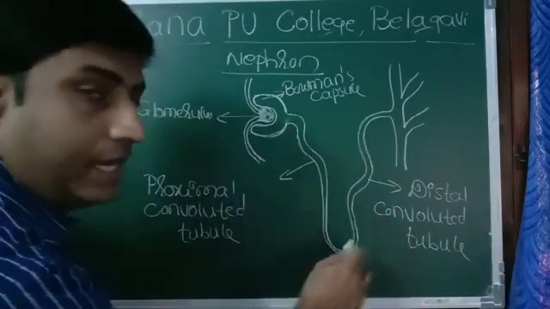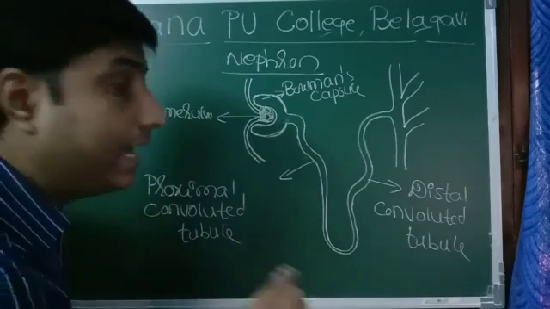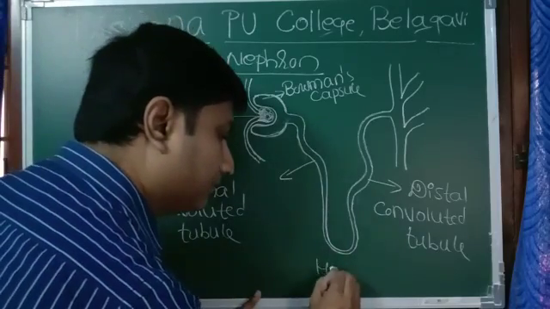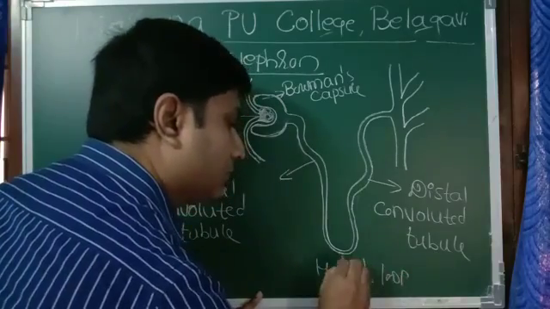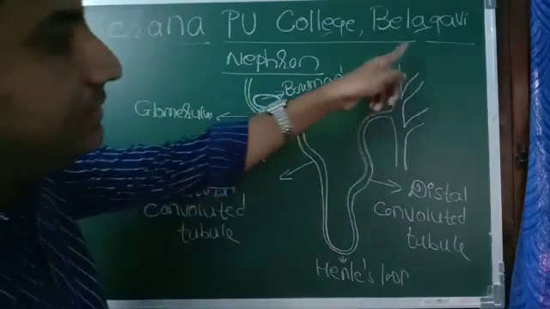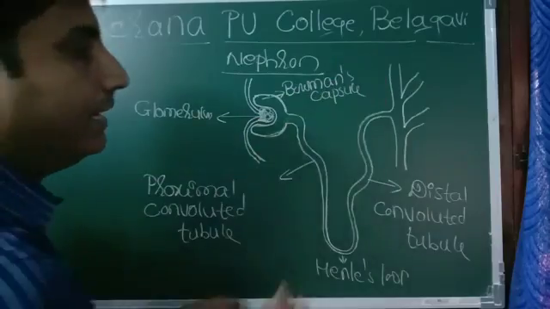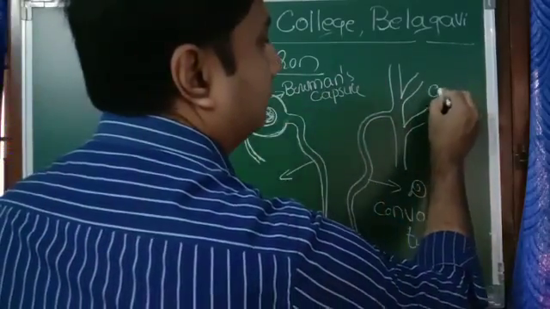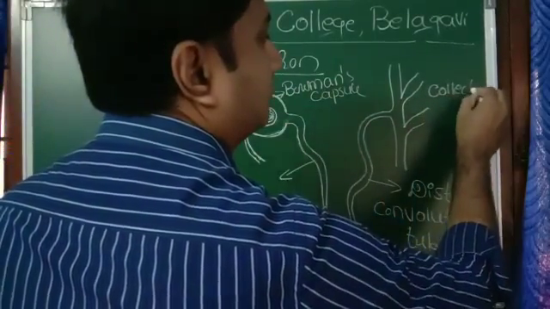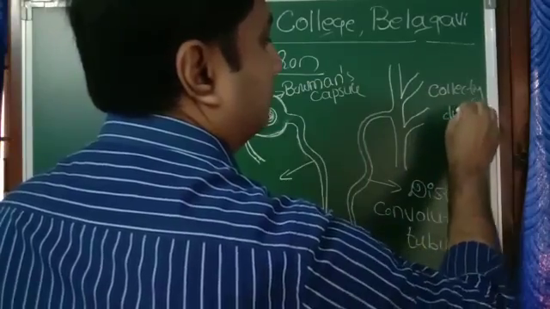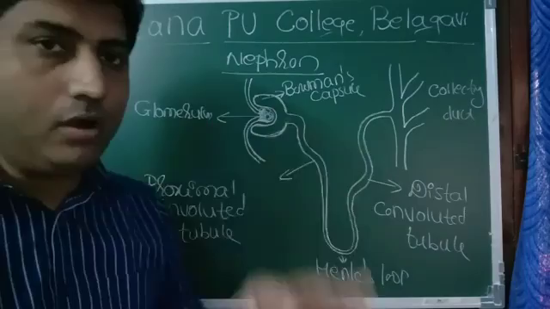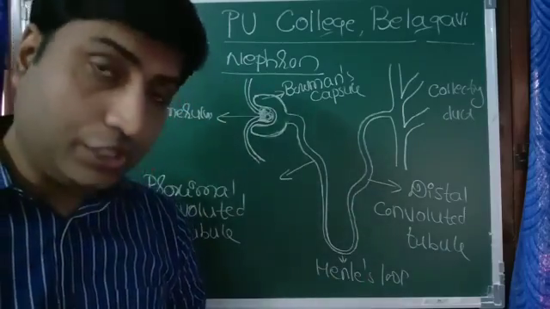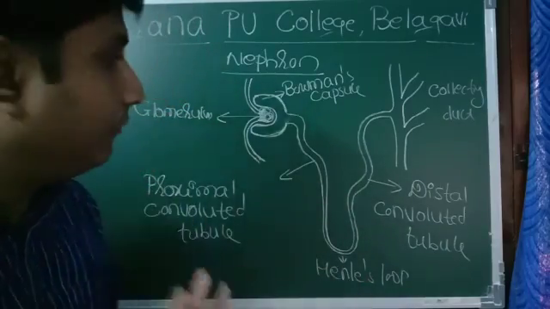And this U-shaped structure is called Henle's loop. And this structure is called the collecting duct. Thus each nephron is the structural and functional unit of the kidney.